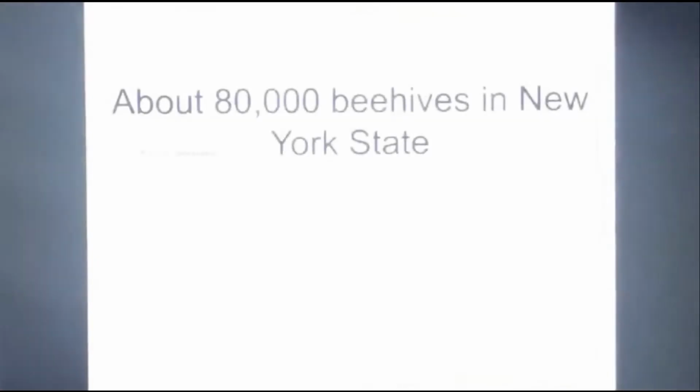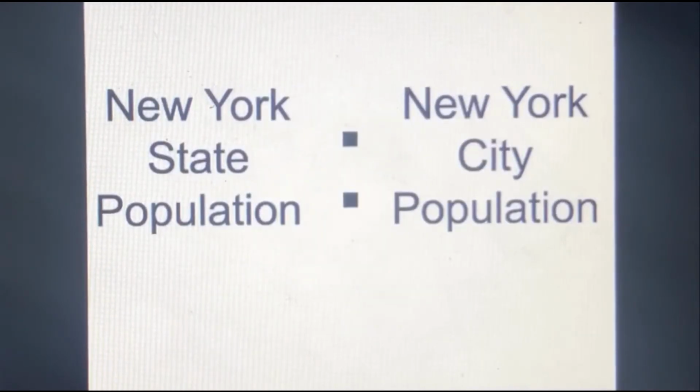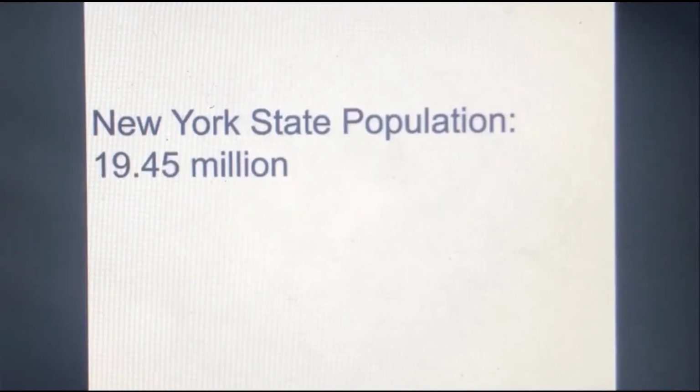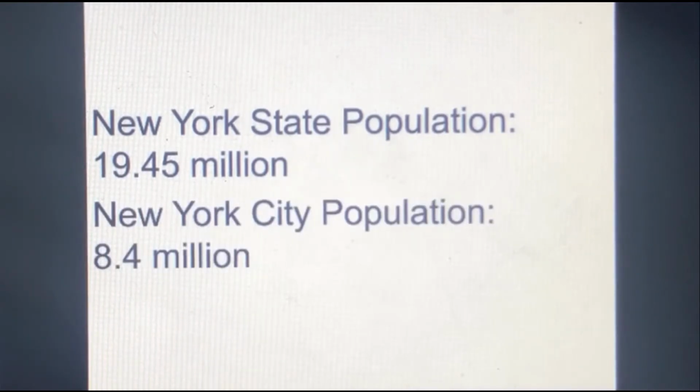Now, this is where things will get a little tricky, but with a little research, I found the vague numbers needed to find the number of beehives in New York. Apparently, there are about 80,000 colonies in New York State, so in order to find the number of bees in Central Park, I would just use a ratio between the population of the entire state versus the population of New York City. New York State has a population of 19,450,000 people, while New York City has only a population of 8,400,000 people.